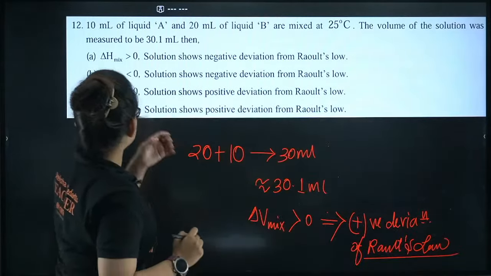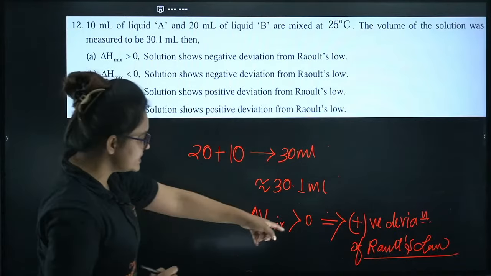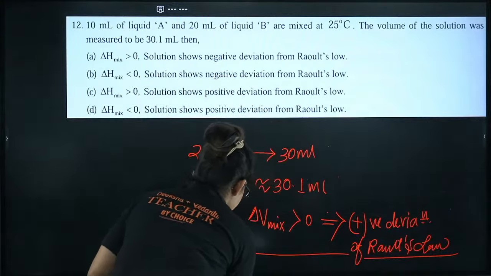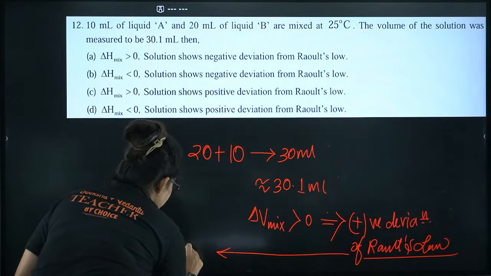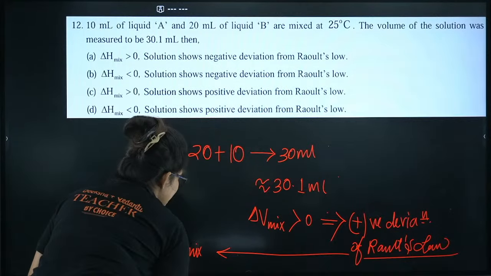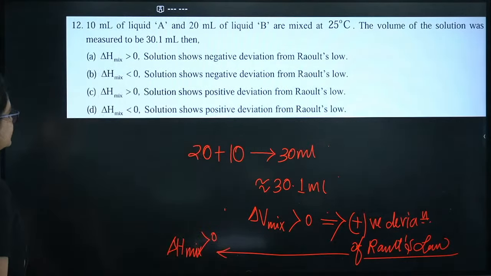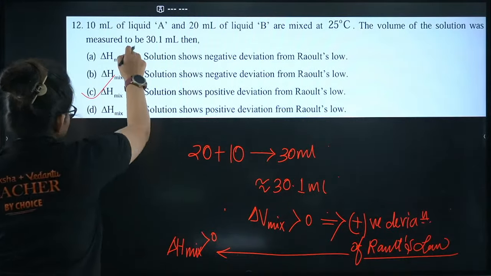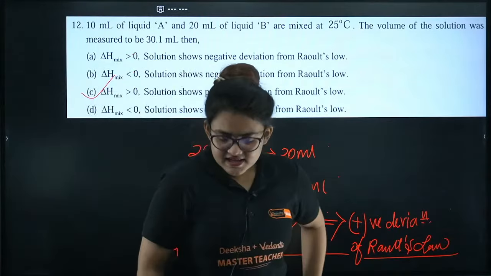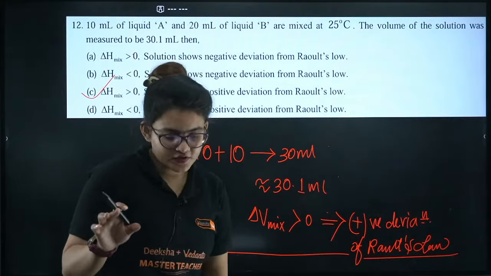Okay, and positive deviation of Raoult's law also indicates that the delta H mix value, meaning enthalpy of mixture, should be greater than 0, meaning endothermic. So let's check for the answer. It's option C. I guess it's correct. It's okay for you.